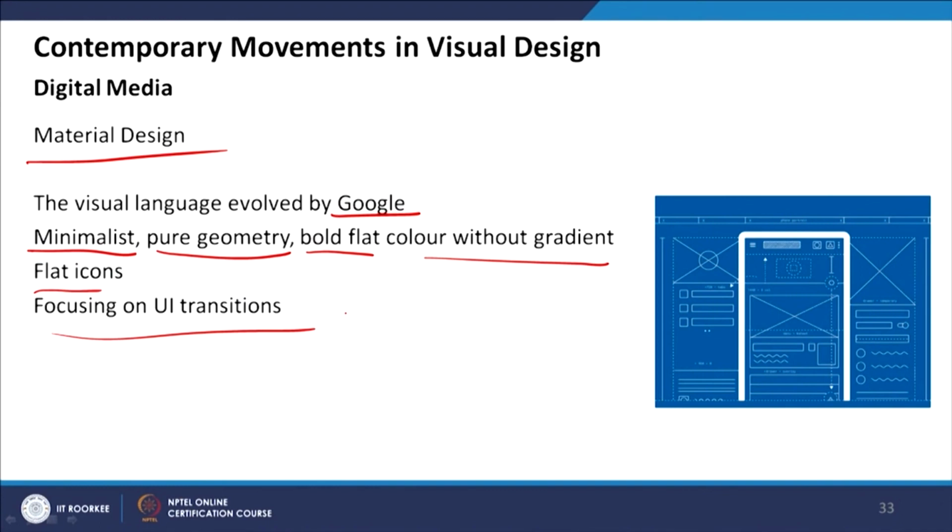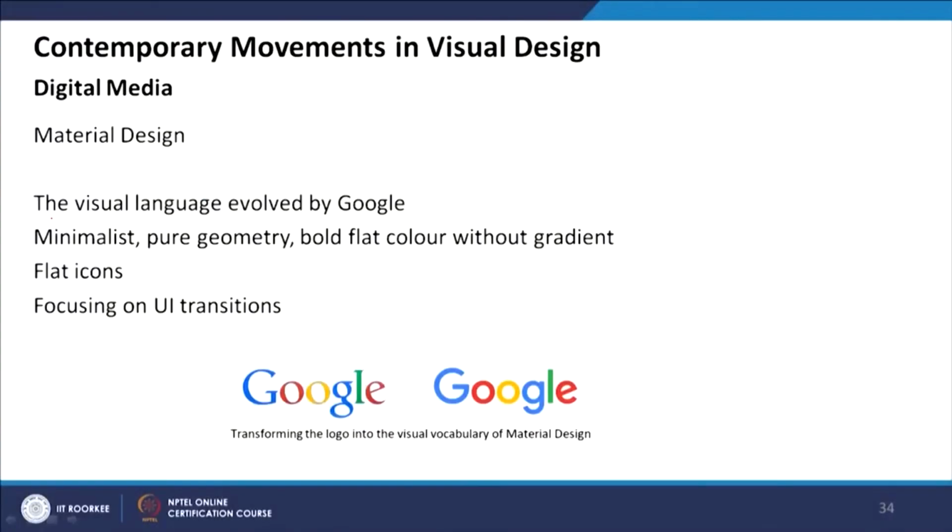UI transitions are what happens when you click or interact with a particular button. Sometimes it will flip, sometimes it will give a drop down, sometimes it will swipe. So all this transition to go to the next action is called UI transition, or user interface transition. When you interact with something, some action will be taken, but before this action, how it will be animated is called the UI transition. They have focused on UI transition a lot to give a little bit of a gamified experience in the web application. So this visual language is evolved by Google, and those things are there.